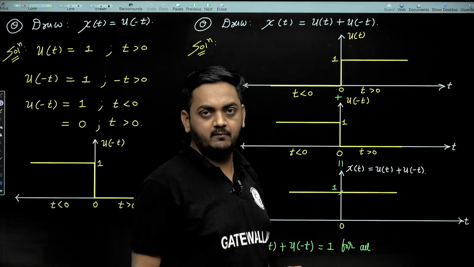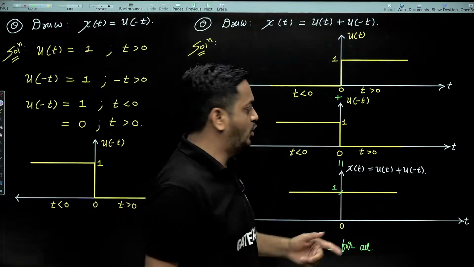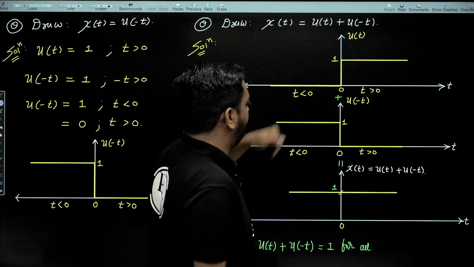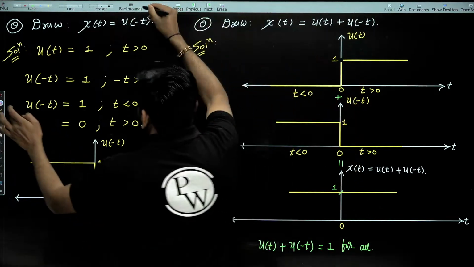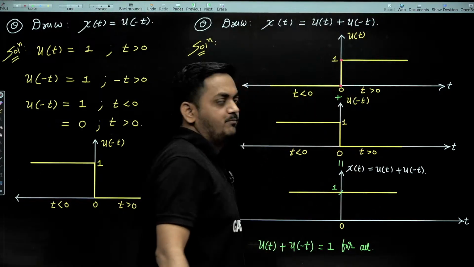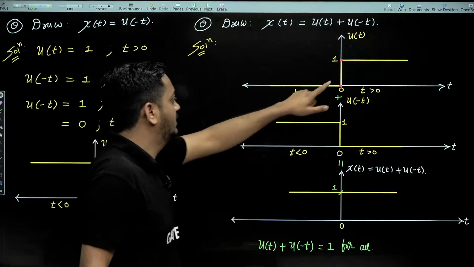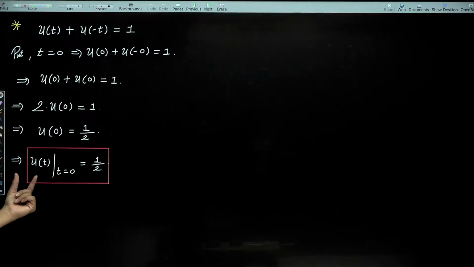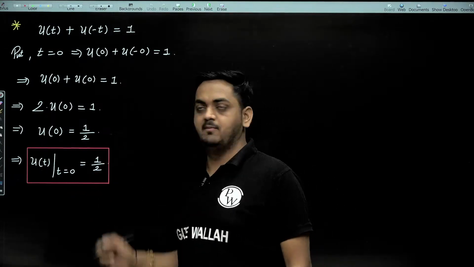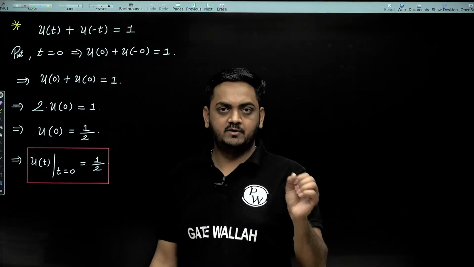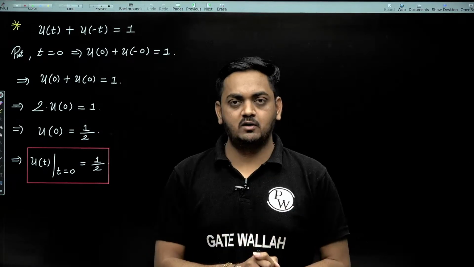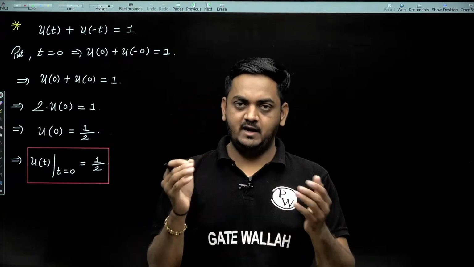Then practically what you have to take? The first priority is not defined, and the second priority, at t equal to 0 where there is a discontinuity, what should the amplitude be? The maximum amplitude is 1 and the minimum amplitude is 0, so you have to take the average of maximum and minimum, which is 1 by 2. Actually it is not defined, but practically we consider the amplitude at t equal to 0 as 1 by 2. First priority: amplitude is not defined wherever there is a discontinuity. Second priority: take the average of maximum and minimum at that discontinuity.